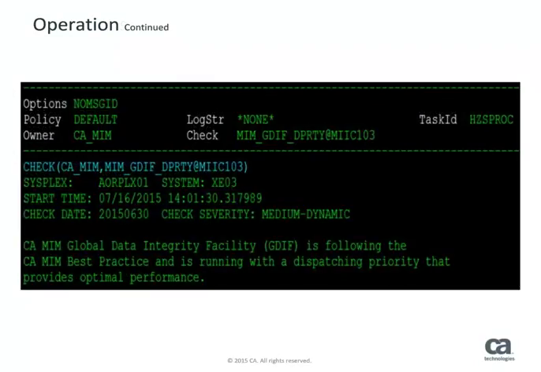Here's an example of the dispatching priority success health check notification generated when GDIF is started via the MIM address space creation utility or the MIM early start mechanism.